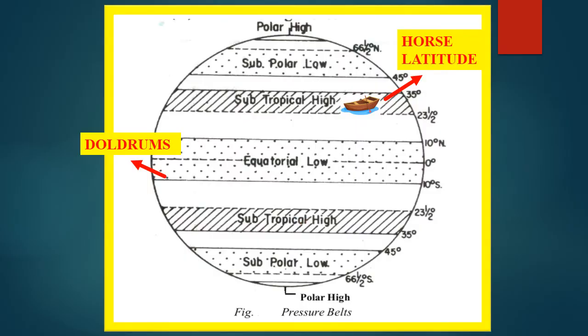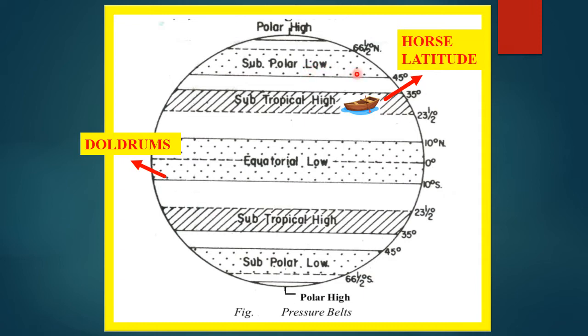Now children, this is a diagram showing the pressure belts of the world. There are 7 pressure belts. You can see the equatorial low pressure belt lying between 10 degree north and south of the equator. Then we have the subtropical high pressure belts between 30 and 35 degree latitude, both north and south of the equator. Above that we have the subpolar low pressure belt between 60 and 65 degree north and south of the equator, and then at the poles we have the polar high pressure belts, both at the north pole and south pole. So we have a total of 7 pressure belts.